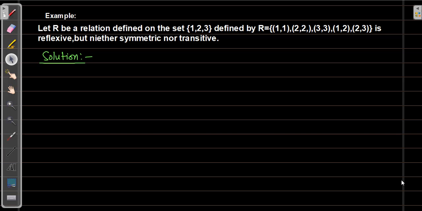Hello, friends. Today we are going to see some examples on the chapter Relation and Function.